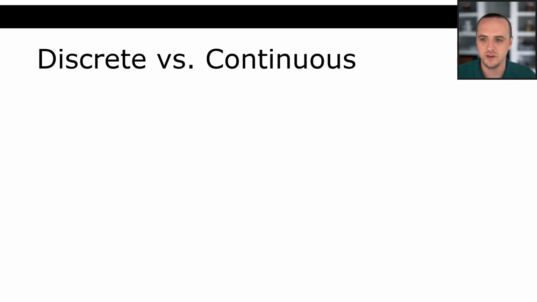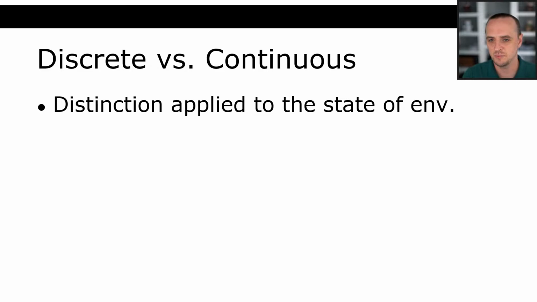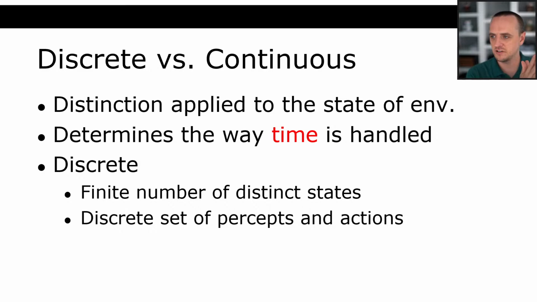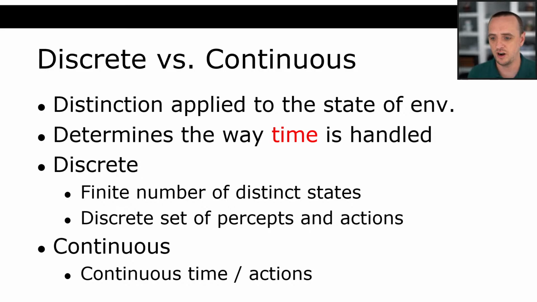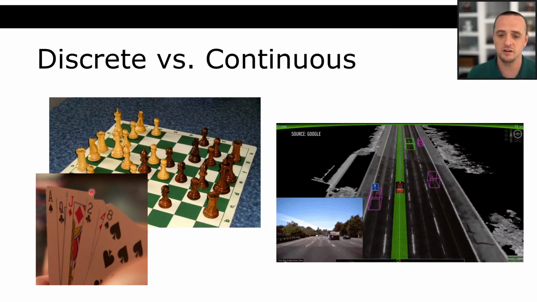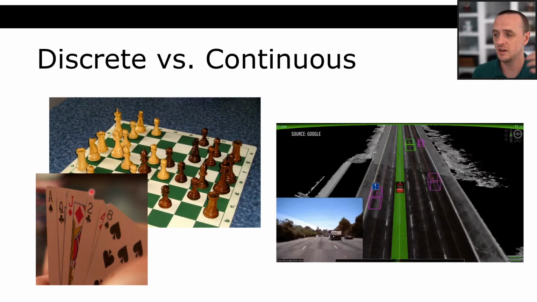Next, we have discrete versus continuous. So this distinction is applied to the state of the environment and usually determines the way that time is handled. Okay, so in discrete settings, there are a finite number of distinct states. Again, like chess, there's one state, one state, one state, and we have a discrete set of percepts and actions. In a continuous environment, you have continuous time, you have continuous actions. So again, a discrete environment would be something like a card game. So I play a card, then you play a card, then I play a card, then you play a card. We're playing blackjack. It's hit me, stick, deal or bust, whatever.